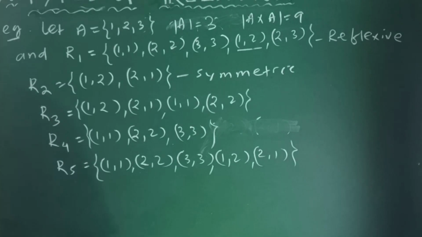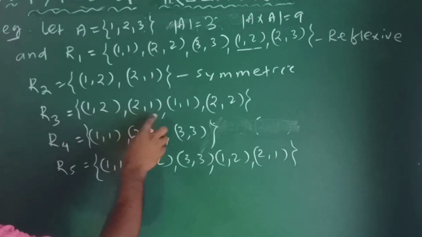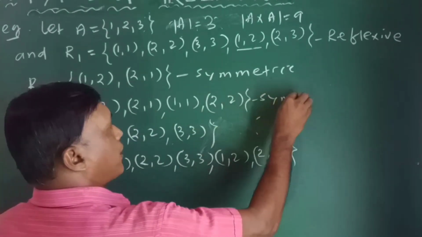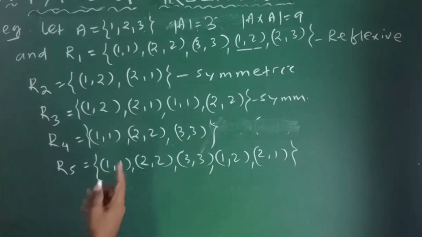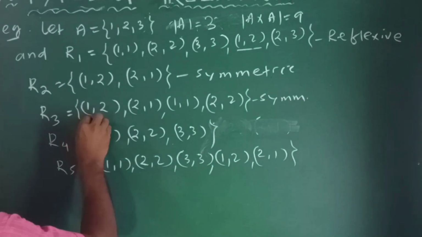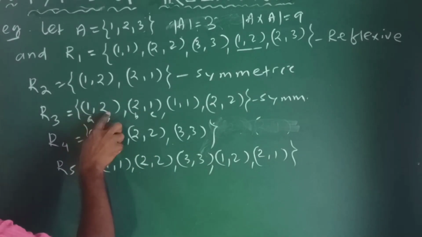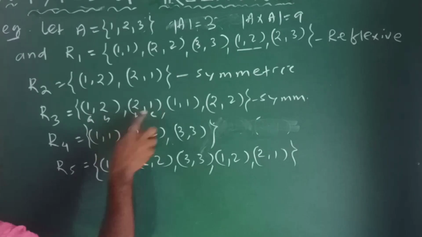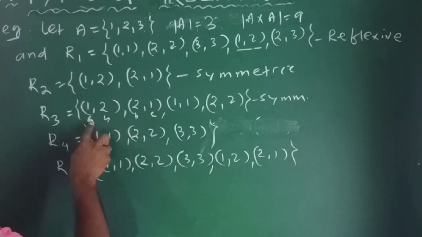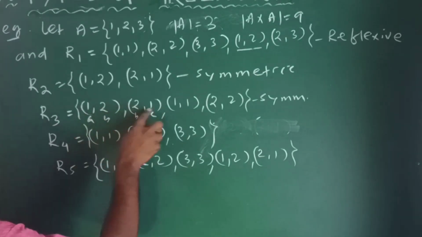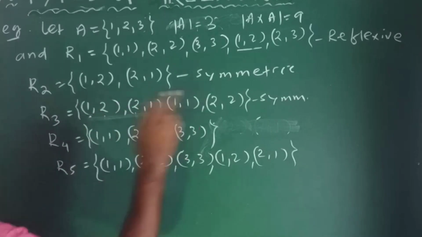Here R3 is a relation. R3 is symmetric: (1,2), (2,1). So this is symmetric and also transitive. How is it transitive? Suppose this is A, this is B, B, C. Look here. A is related to B, B is related to C. That means for transitivity you have to show A is related to C. That means (1,1). Here is (1,1). So this is also transitive.